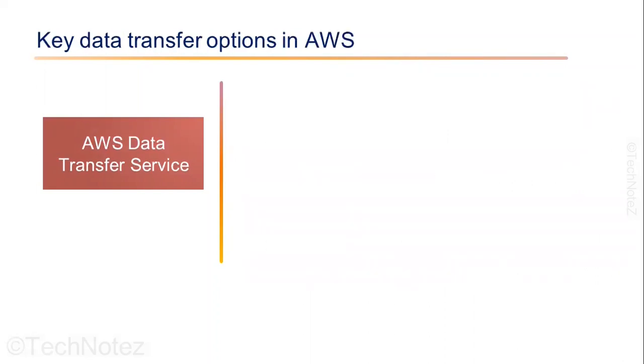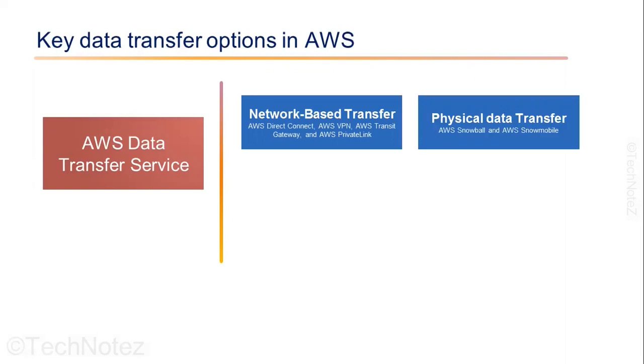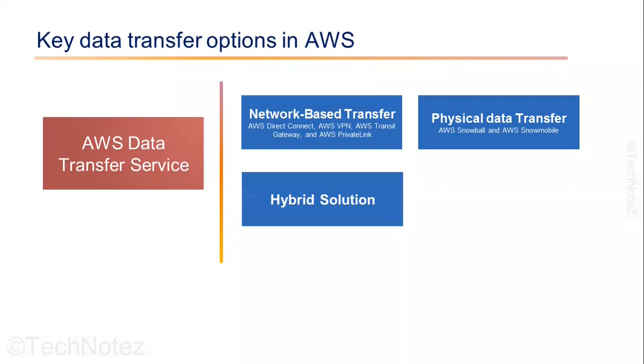There are a few key data transfer options in AWS. Network-based transfer: AWS offers a range of network-based transfer options, including AWS Direct Connect, AWS VPN, AWS Transit Gateway, and AWS PrivateLink. Physical data transfer: AWS also offers physical data transfer solutions such as AWS Snowball and AWS Snowmobile for large-scale data transfer needs. Hybrid solution: AWS also offers the hybrid solution for data transfer such as AWS Storage Gateway, which enables the business to seamlessly integrate on-prem infrastructure with the AWS cloud.